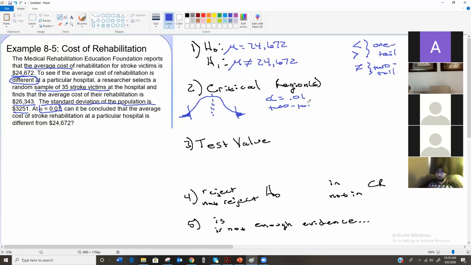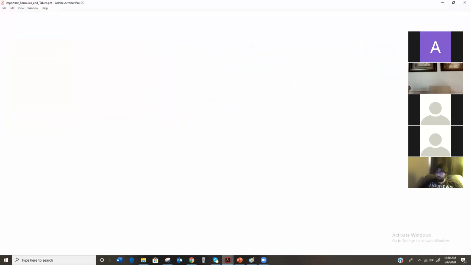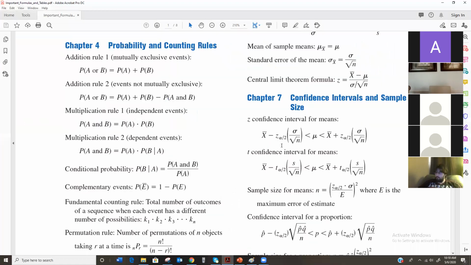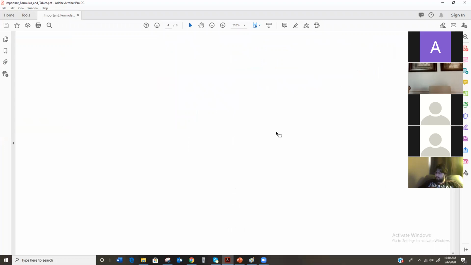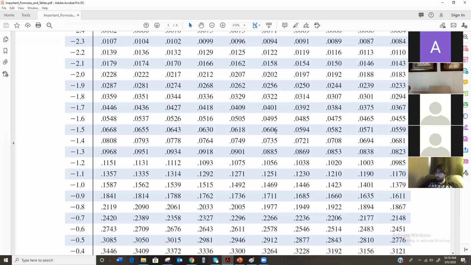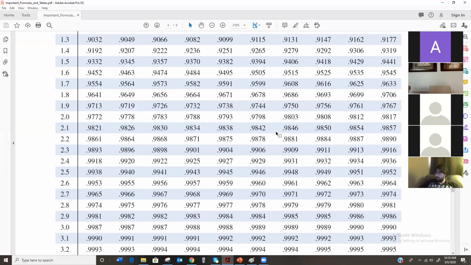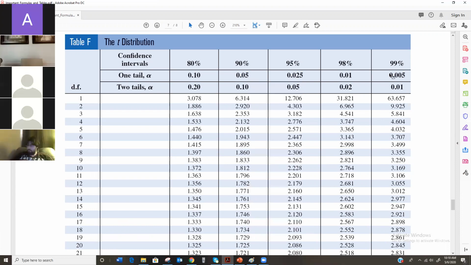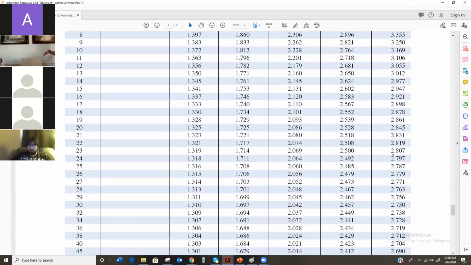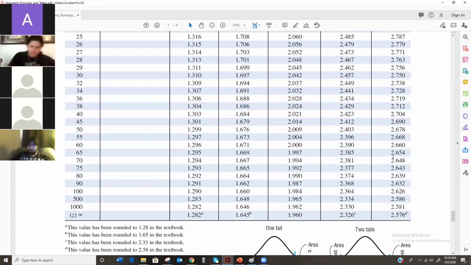So go to your chart. I don't have it right here. Yep, I'm going to pull it up. So down here. Okay, here we go. So it is two tail, 0.01, and we're still doing a z-test because we're still being given the population standard deviation.